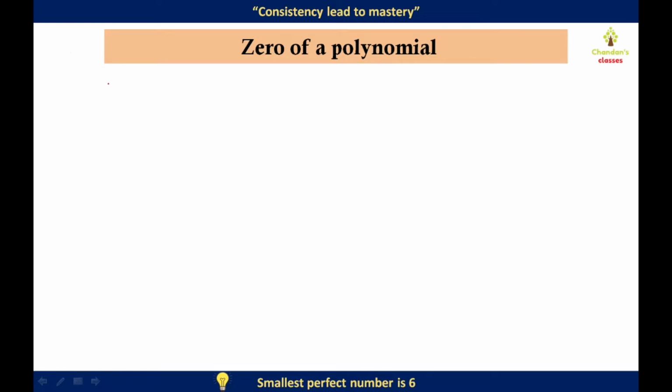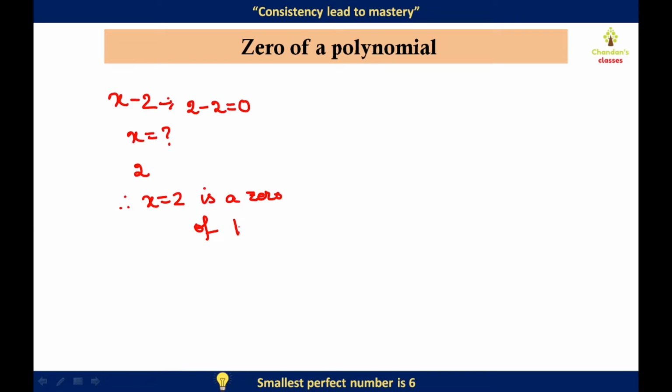So if I take a linear polynomial, let's say I'm taking a linear polynomial x minus 2. The question is, for what value of x this polynomial will become 0? The obvious answer here is 2, because if I put 2 in this polynomial, I'll have 2 minus 2, that is 0, isn't it? So what I can write from here, the summary is x equal to 2 is a 0 of the polynomial p of x, that is x minus 2.